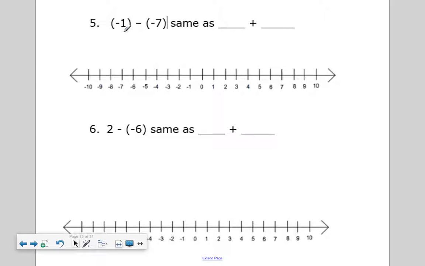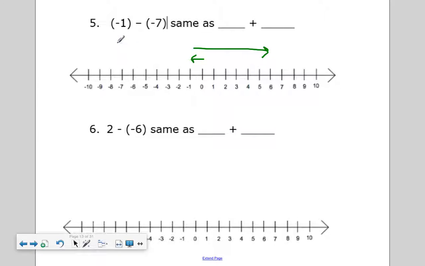And let's try our last two examples. So, 0, I go to negative 1. What's the minus negative 7? Opposite of negative 7 is positive. So I go 7 units to the right. So it stops at 6.